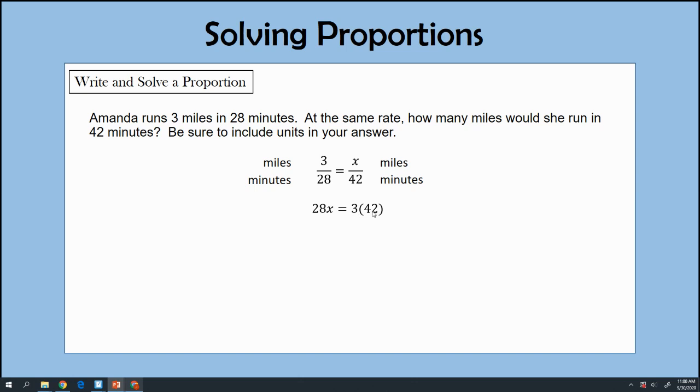28x equals 3 times 42. 28x equals 126. Divide each side by 28, and we get x is 4.5. So if she can run 3 miles in 28 minutes, she's going to be able to run 4.5 miles in 42 minutes. Okay, so we express our answer here in a statement and we include units. All right, that's an example of using a proportion.